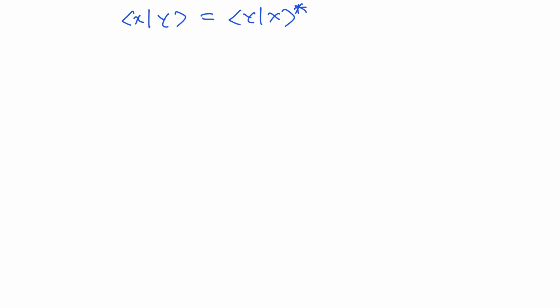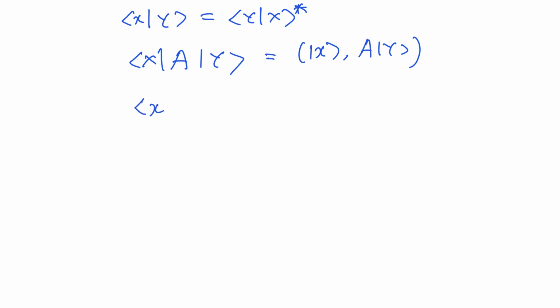If you have a matrix in between, we have x and some matrix A and some vector y, which is the same as x and Ay, right? What happens if we take the complex conjugate? Which is the same as y, A dagger, x.